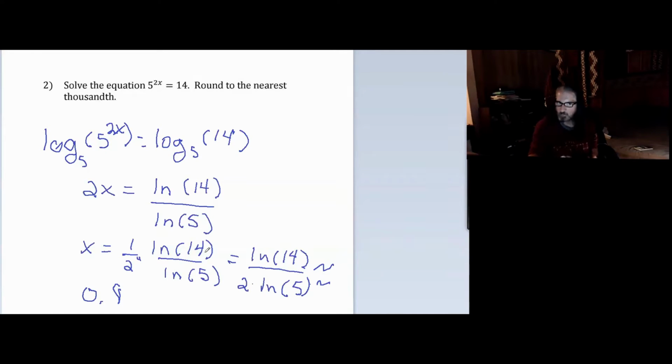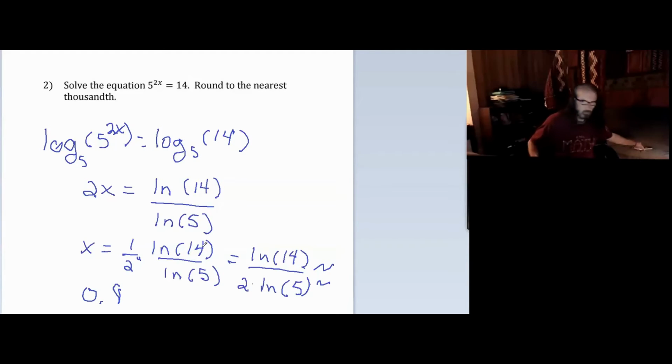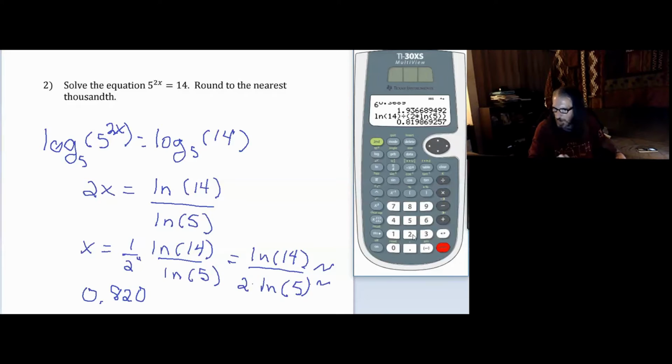Sorry, I read that wrong. 0.820, I believe, is what we want to say. Yeah, 0.820. All right, where was I? Now, if we do a check on that, putting an x in here, first we would double that. Use that 1.64 as a power for 5, and we should get about 14. Pretty close.